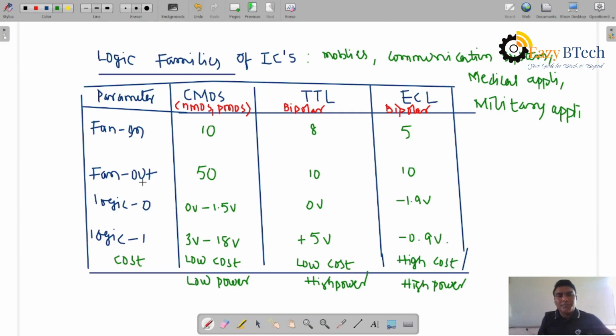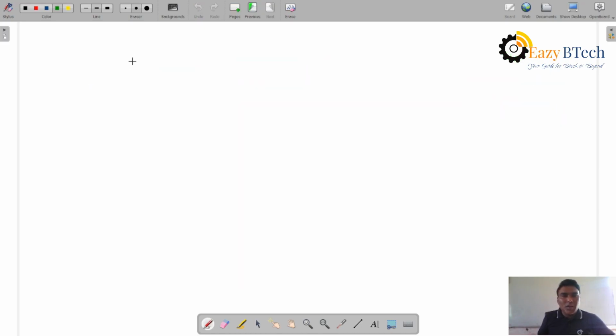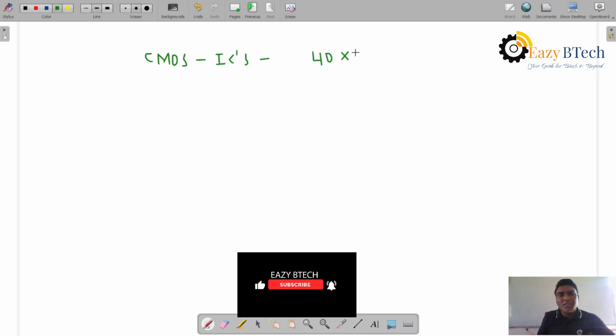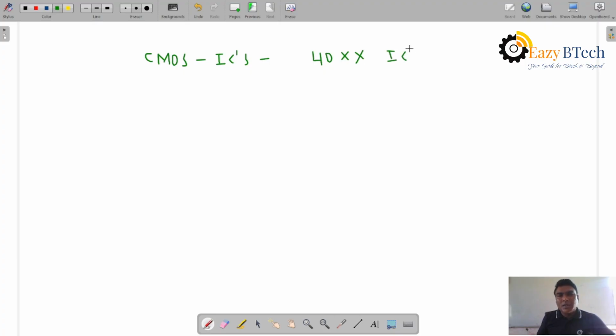So more fan-outs are there. It can drive more outputs as inputs to the logic gates. If you see the CMOS technology, the ICs designed by CMOS are the 40XX series ICs, right? In TTL, the 74XX series ICs are used, transistor logic ICs.